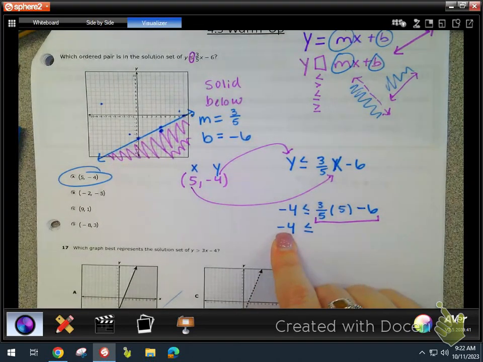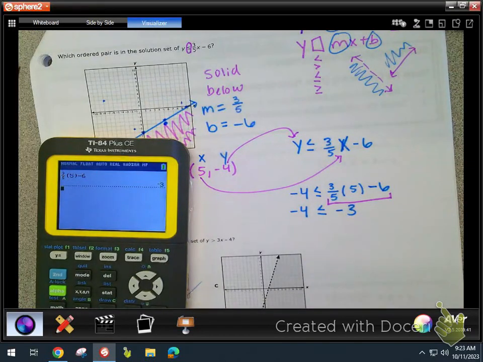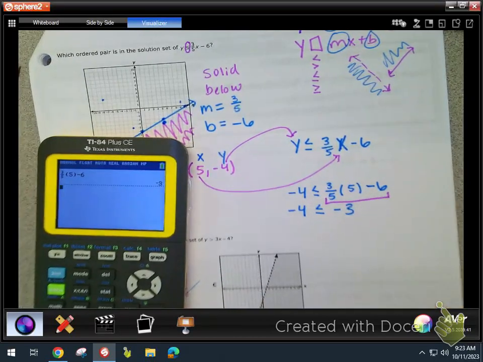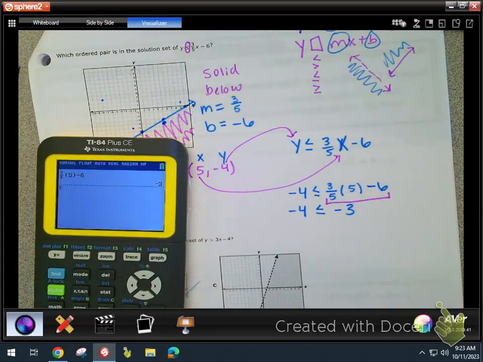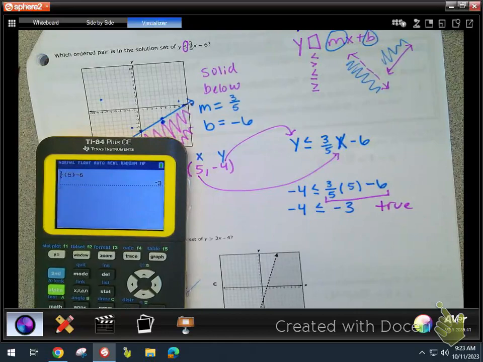So I already had one number over here. I got to turn this into one number over there. That's the goal. One number, symbol, one number. I got that. And then I'm just checking to see if it's true or false. The negative sometimes can be kind of tricky. It's -4 less than or equal to -3. Is that true or false? True. That's true. Think about money. Would you rather owe someone $4 or would you rather owe someone $3? I'd rather owe them $3 because -4 is less than -3. So that is true. That guy is a solution.